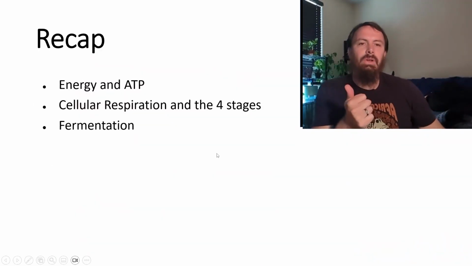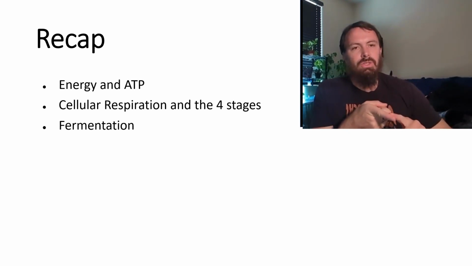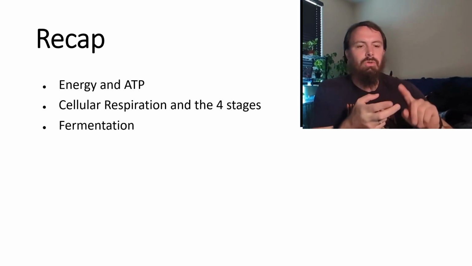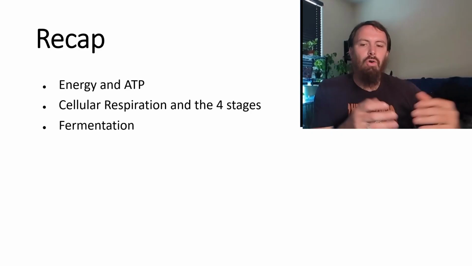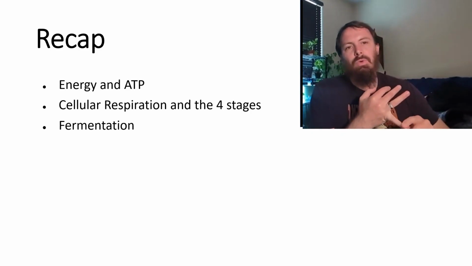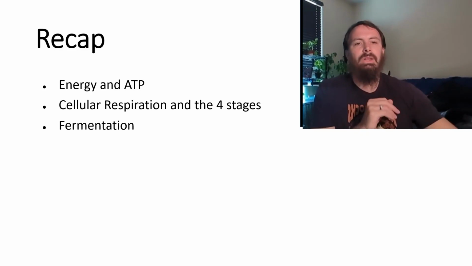So to recap this video, we talked about energy and ATP. We talked about cellular respiration, the 4 stages, where oxygen is used, NADH production, CO2, where glucose goes, how we get the energy, and the goal of the whole process. And we talked about what happens when we don't have oxygen, why we go and how we go through the fermentation process.